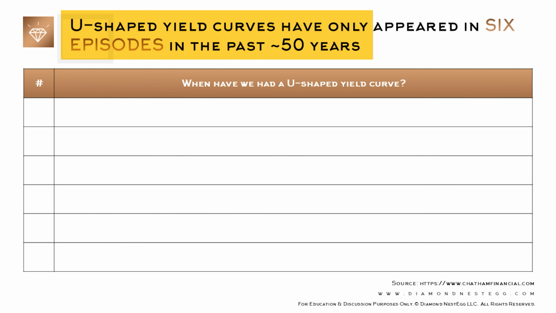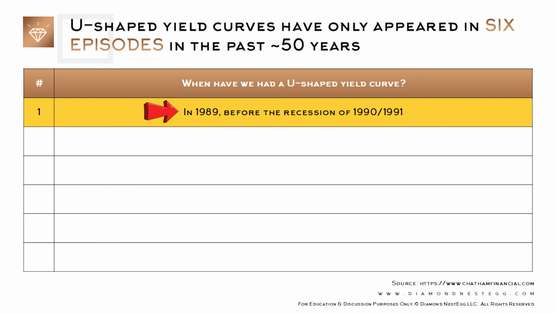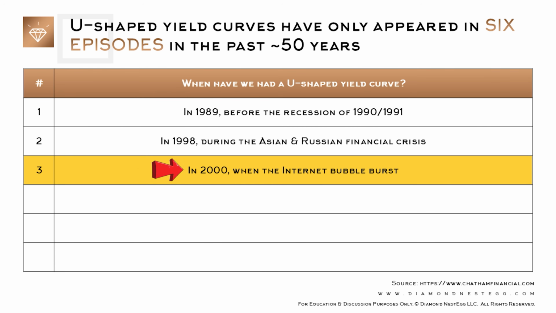U-shaped yield curves have only appeared in 6 episodes in the past 50 or so years, according to this study from Chatham Financial, a global financial risk management firm. In 1989, before the recession of 1990-1991. In 1998, during the Asian and Russian financial crisis. In 2000, when the internet bubble burst.